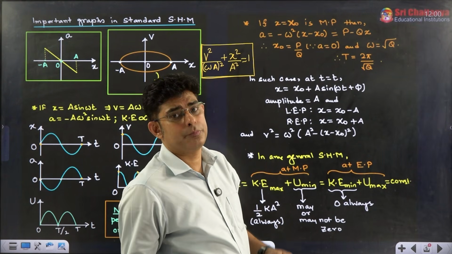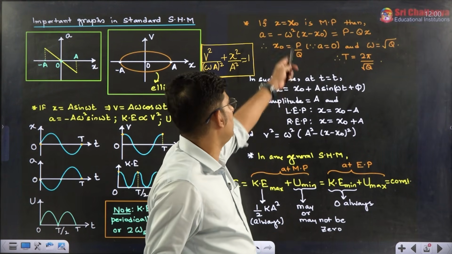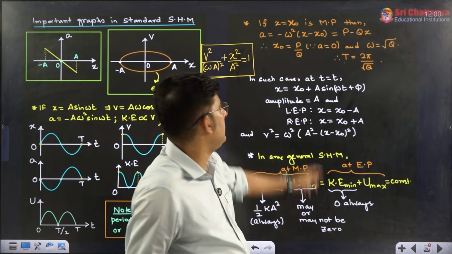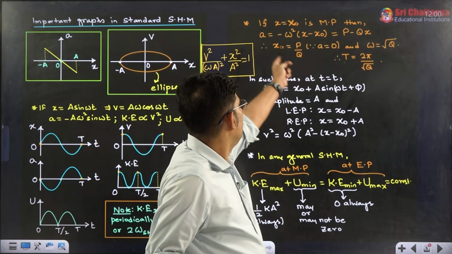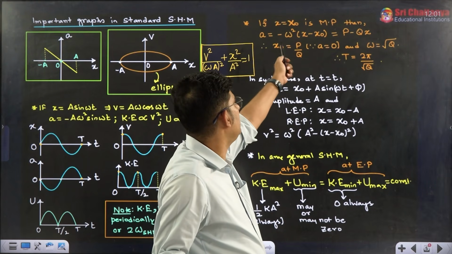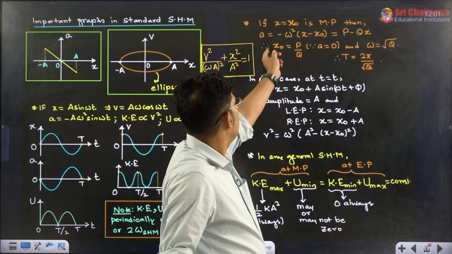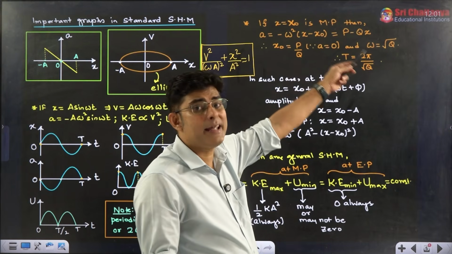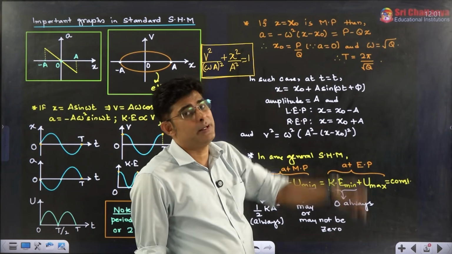Next, sometimes we have shifted SHM. Suppose for my convenience, I don't take x equals 0 as the mean position, I take x equals x naught, any other point. So in the case of shifted SHM, on the x axis, the mean position will be here. So we know acceleration is minus omega square x. In place of x, you will just substitute x minus x naught.